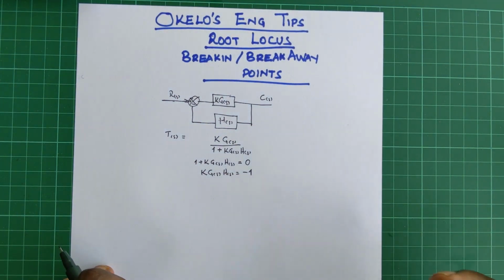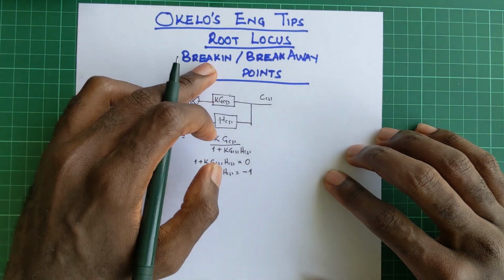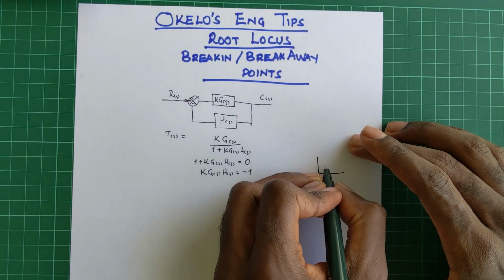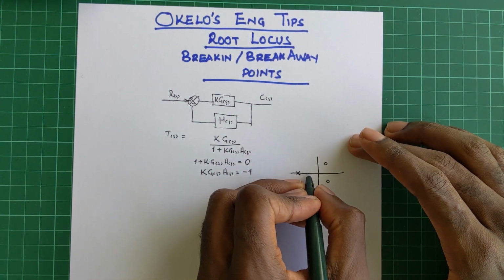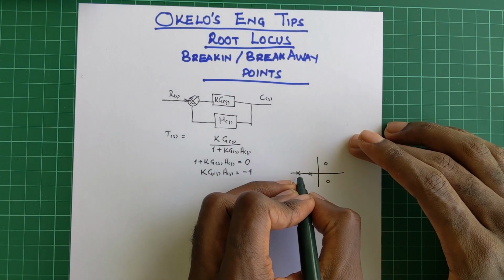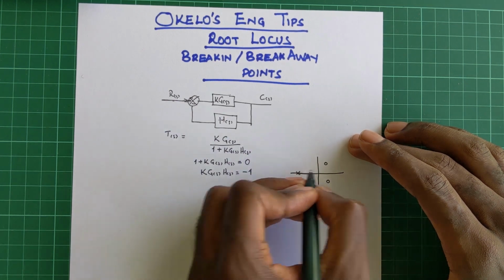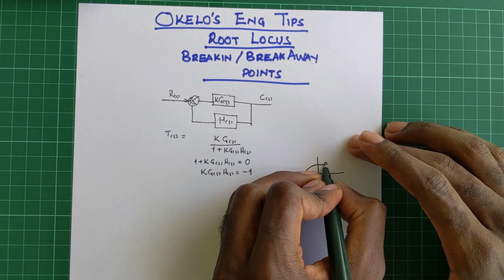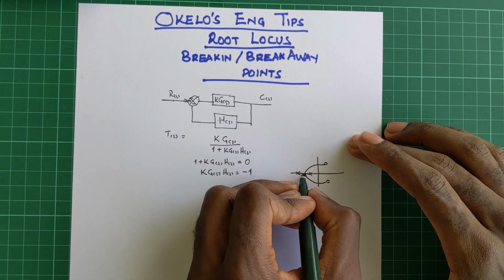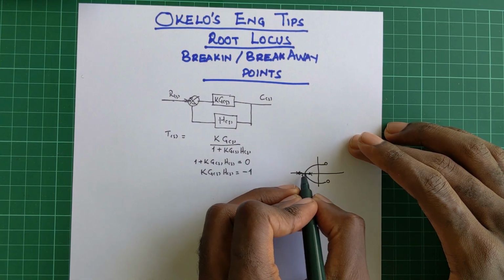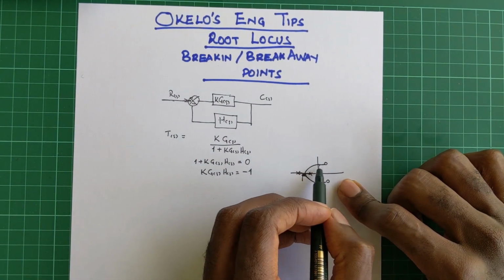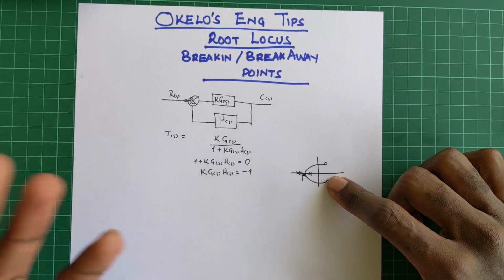So typically in literature, you're told if you want to find the break-in or breakaway points, let's just have an arbitrary system whereby we have open loop poles and we have our zeros and poles in that kind of sense. So our breaking point would be this particular area. At what point does the root locus break away from the real axis to go to the zeros? So how would you get that?